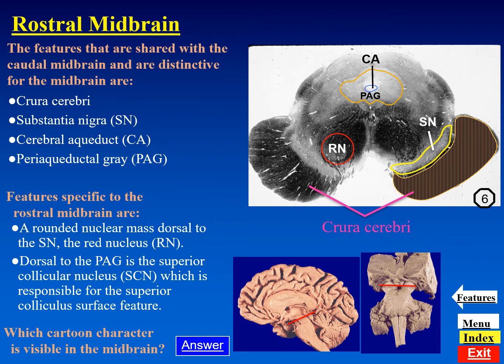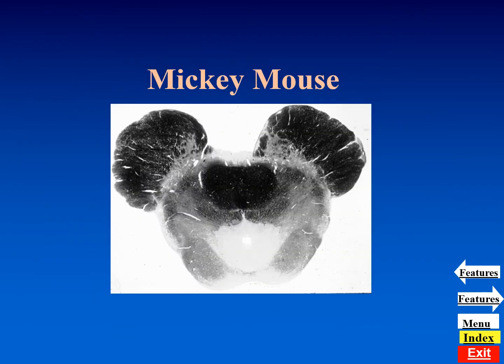Also new at this level are two nuclear masses dorsal to this periaqueductal gray, and they are the superior collicular nuclei, and they are responsible for the surface feature on this level of the midbrain, the superior colliculus. Lastly, the midbrain level resembles a cartoon character, and do you know what that is? Well, it resembles Mickey Mouse if we invert the image as we see here.